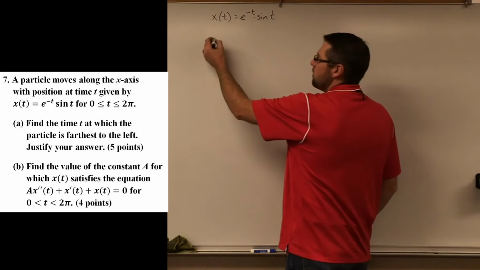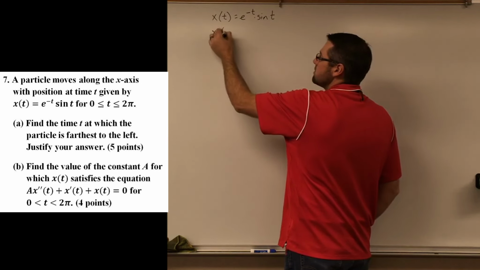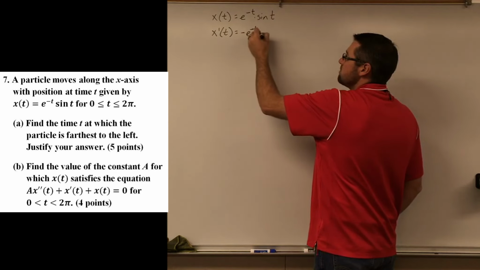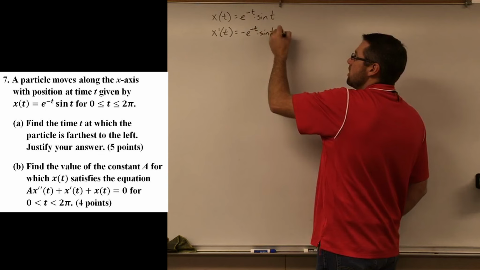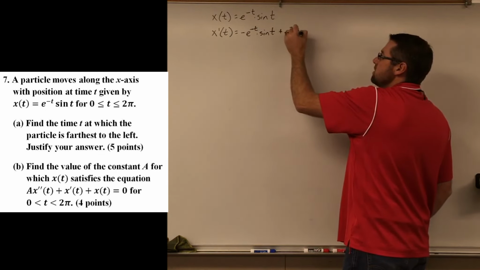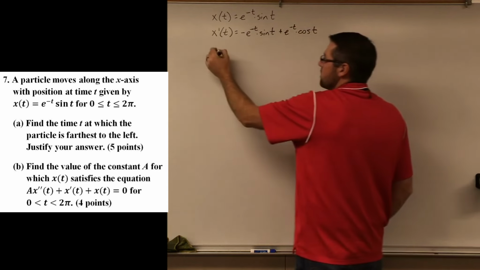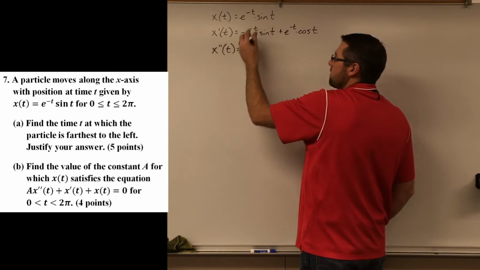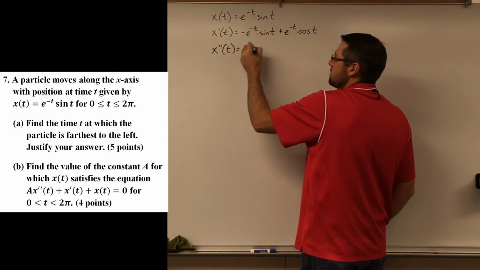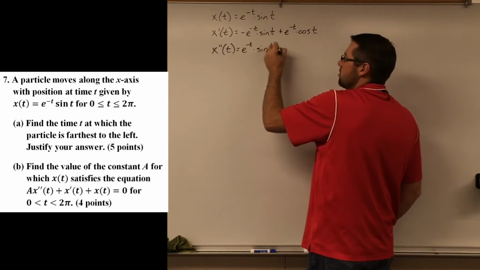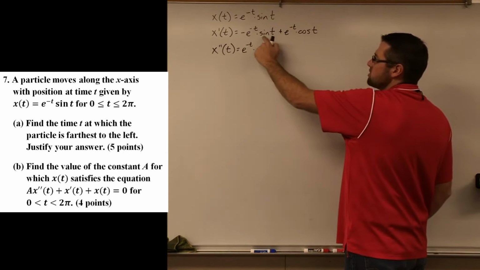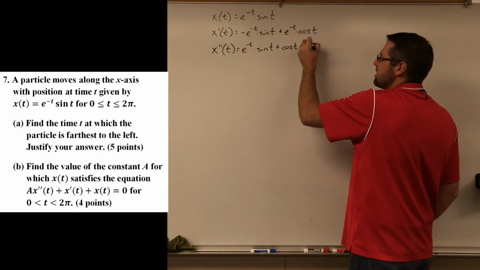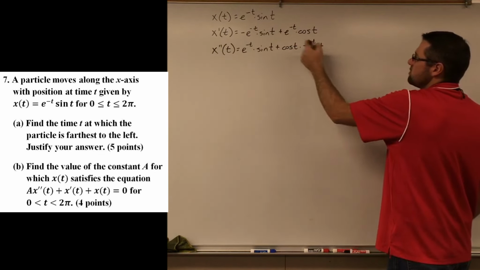and solve for a. So, x of t is this, so let's figure out what x prime is. So it would be negative e to the negative t times sine of t plus e to the negative t cosine of t. Right? So we got to find the second derivative now. What's the derivative of that? That's just going to be e to the negative t times sine of t plus cosine of t times negative e to the negative t.